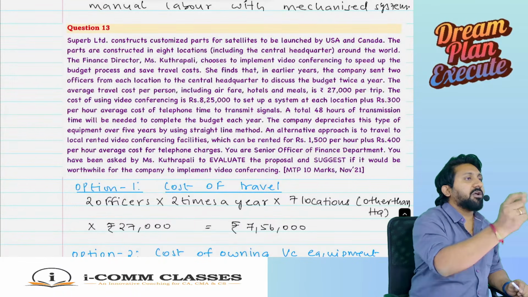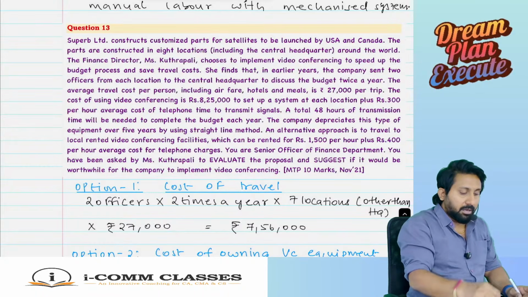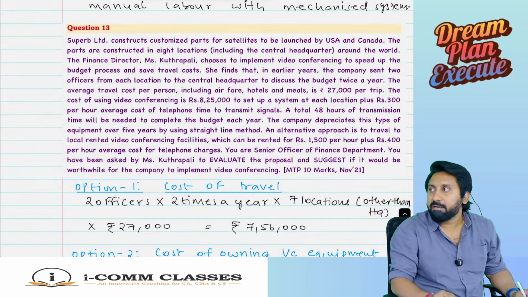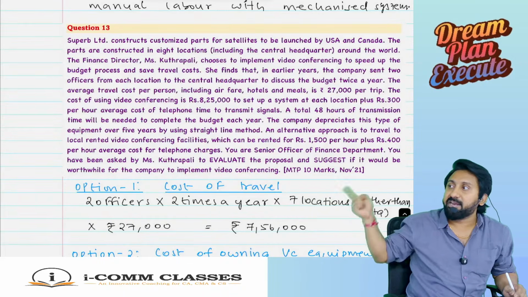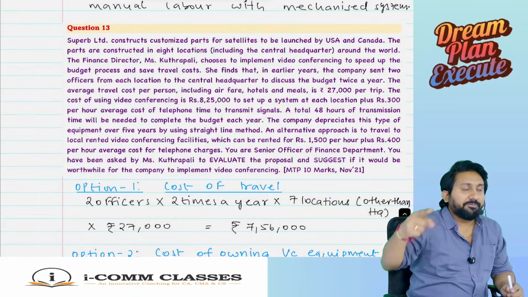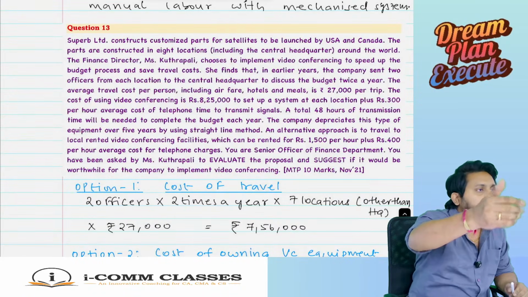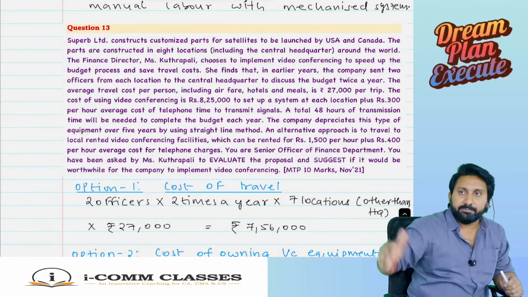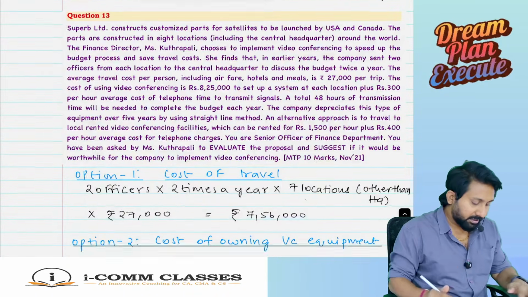Travel cost will cover how many locations? Out of 8, how many locations are travel cost? Answer, 7 locations. But video conferencing, 8 locations. If you purchase, what cost will be there? Depreciation. If you rent, what cost will be there? Rental cost. Understood? That's it.